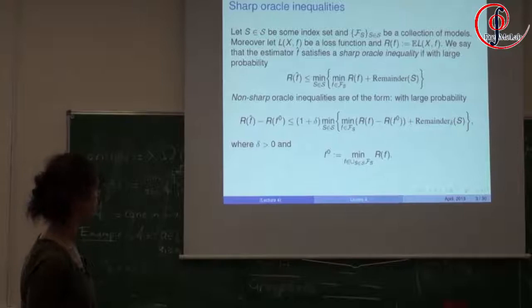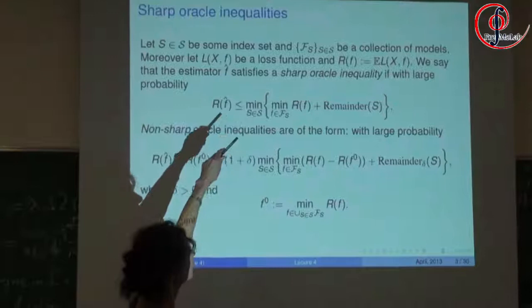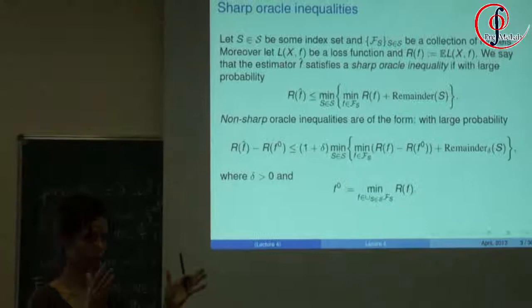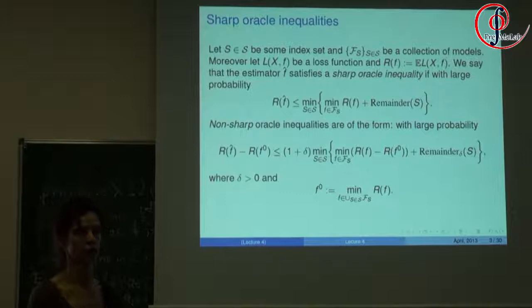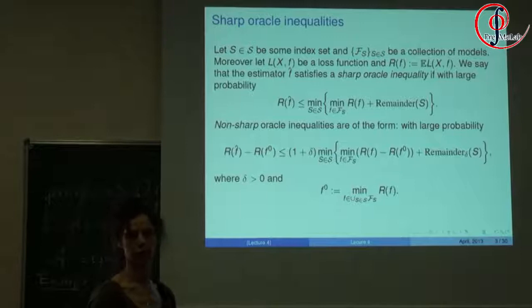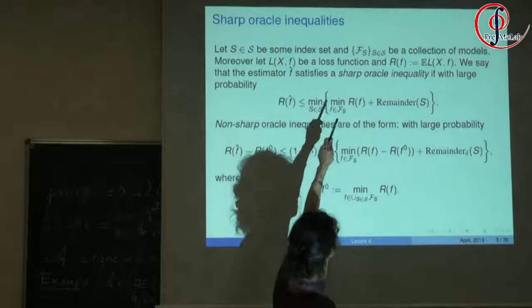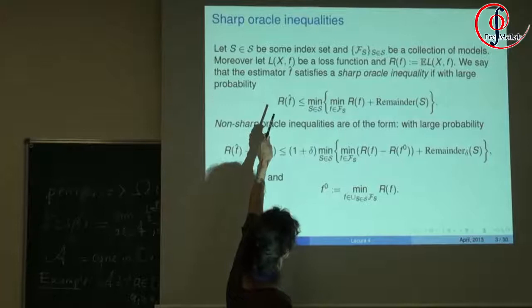The idea is that you have a collection of models, for instance a linear model, and you consider all submodels which take just a subset of the variables. So for each S, you have a subset of the variables, and then as soon as you have taken the subset, you can do least squares, for instance. But you don't know which subset to take, so you want to take the best subset. So F_S is just taking a subset, and you have a loss function, least squares, and the risk, R of F.